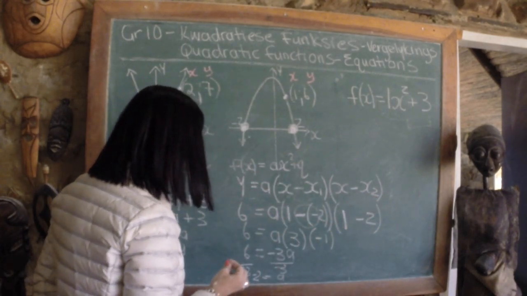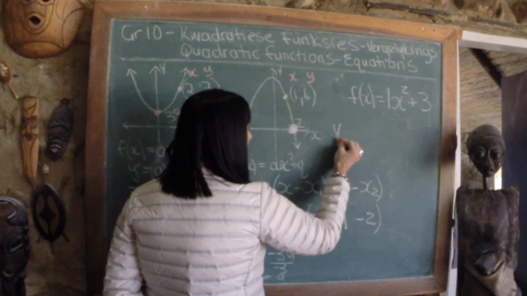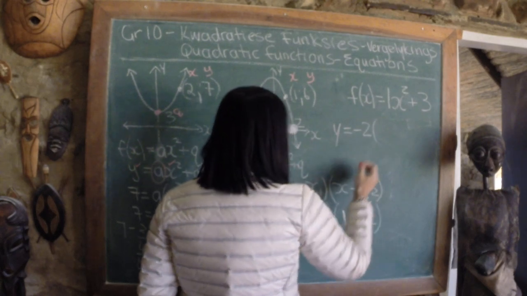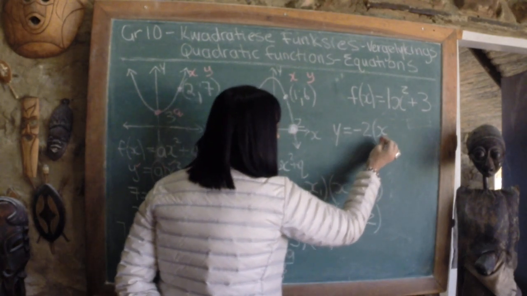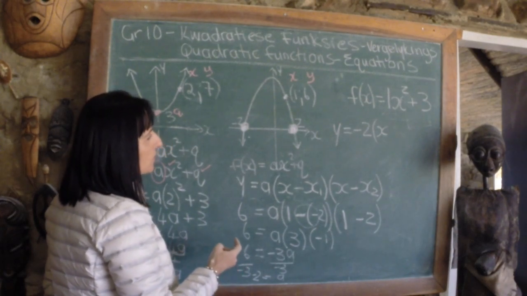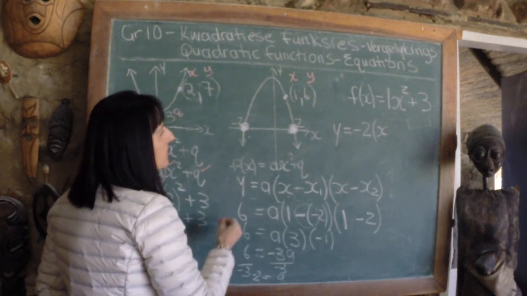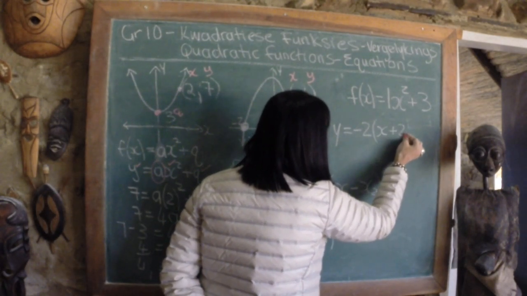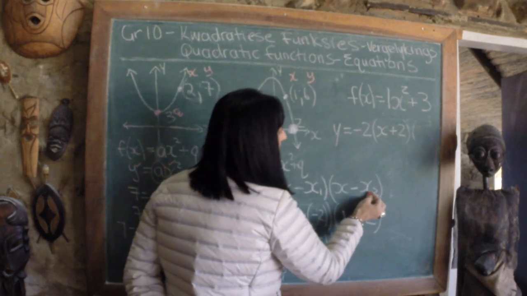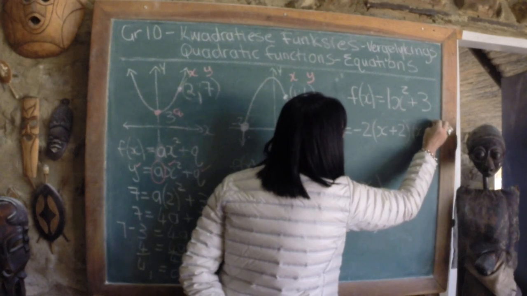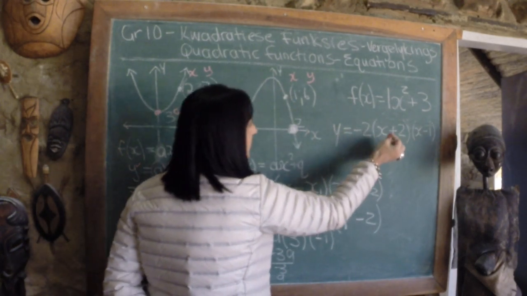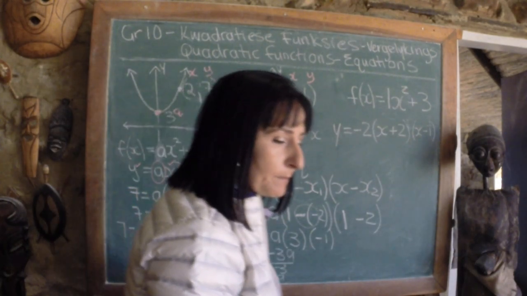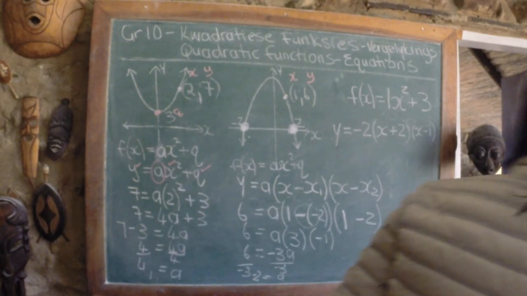So kyk wat doen juffrou nou. Ek het vir y is gelyk aan, my a waarde is minus 2, en nou sit ek nie my x en my y waardes weer in nie. I only put in my a value and my 2 roots. So ek het hierso x plus 2 en x minus 1. Nou sit ek net my a waarde en my 2 x-afsnitte terug. And now, because I've asked it in this form, I must multiply this now out.